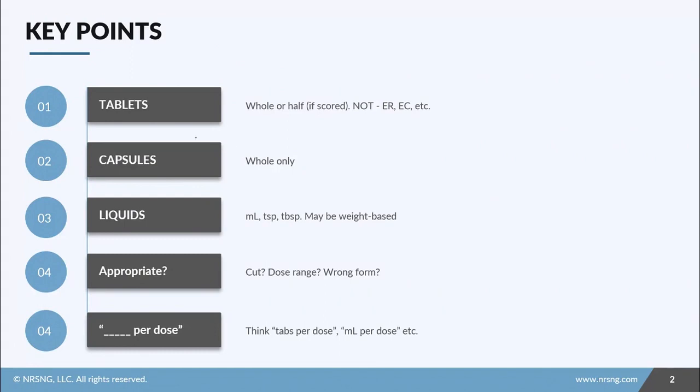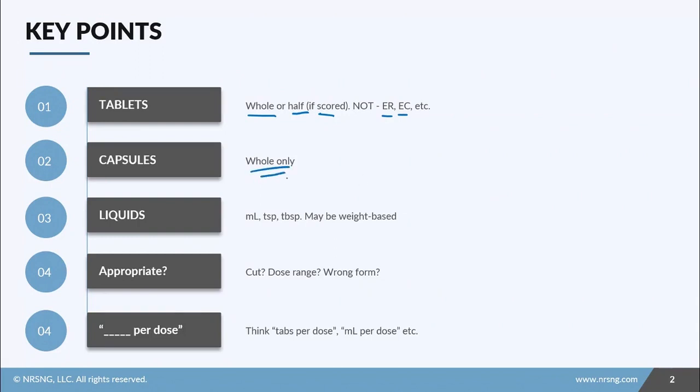If you're dealing with tablets, remember it could be a whole tablet or a half tablet if it's scored. But remember that extended release, enteric-coated tablets, none of those can be cut. So if the question says, how many tablets would this be? Is this an appropriate dose? And it's 1.5 tablets, but it's an extended release, then the answer becomes no, because you can't cut it in half. Okay, so keep that in mind.